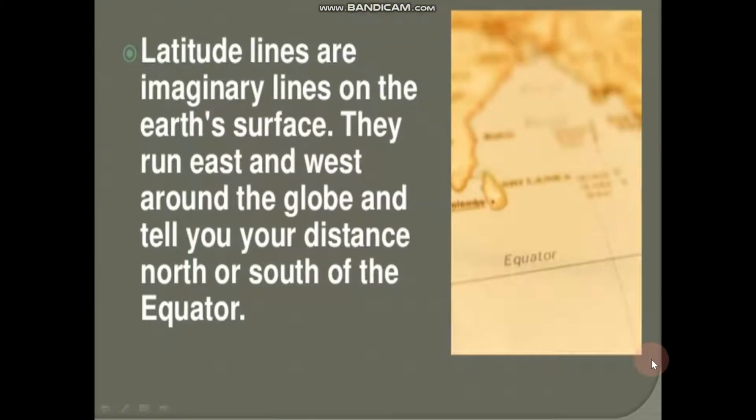Latitude. So what are latitude, children? Latitude lines are imaginary lines on the earth's surface, and they run from east to west around the globe, and they also tell you your distance north or south of the equator. That means they are running from east to west on a globe.